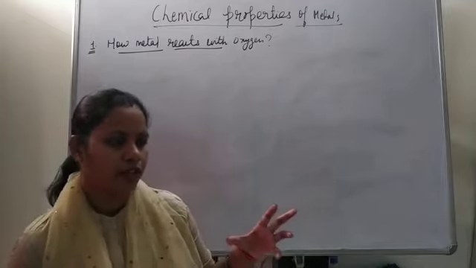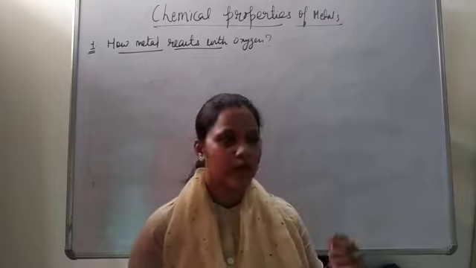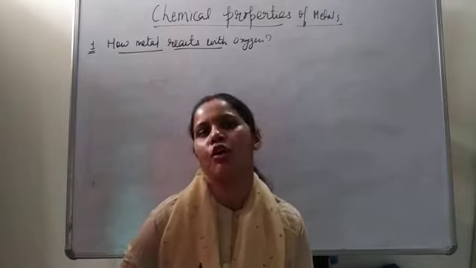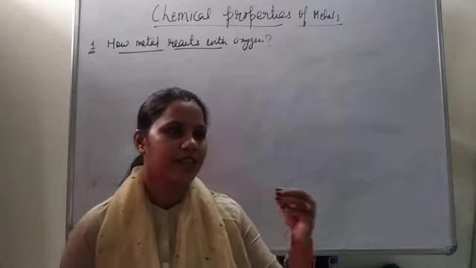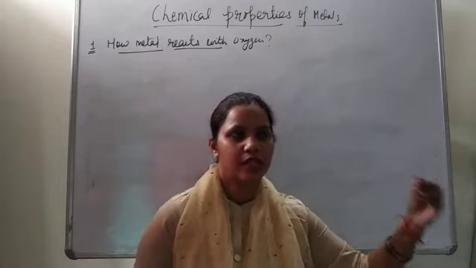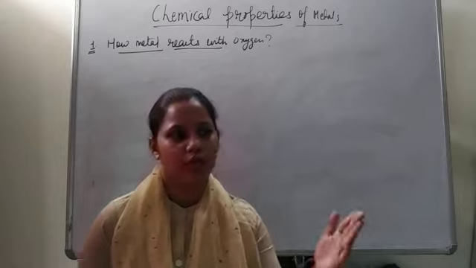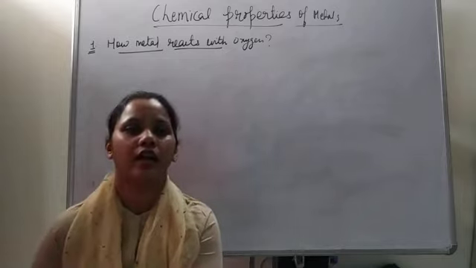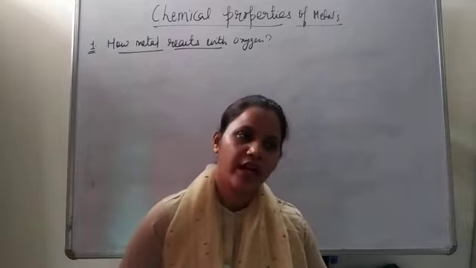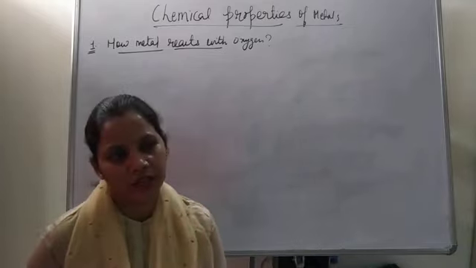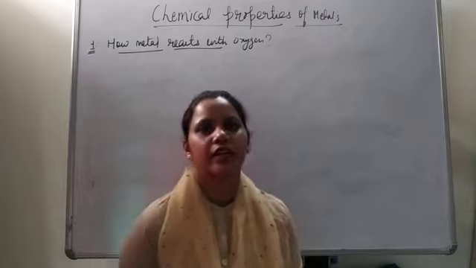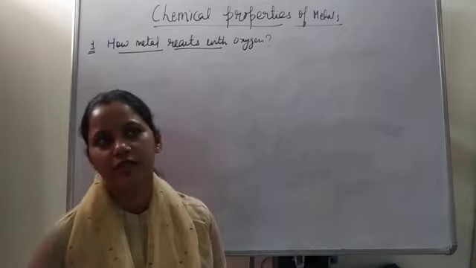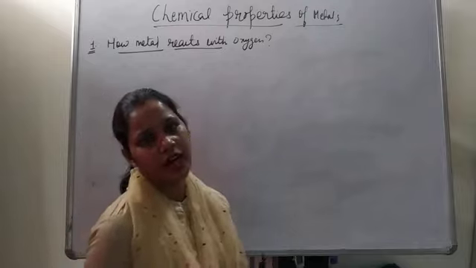So all the reactions that are taking place are happening as per the reactivity of the particular metal. For example, if sodium is reacting with oxygen, it is reacting because of its reactivity. Magnesium is reacting with oxygen as per its own reactivity. So let's see what is the reactivity of all these different metals when they react with oxygen.